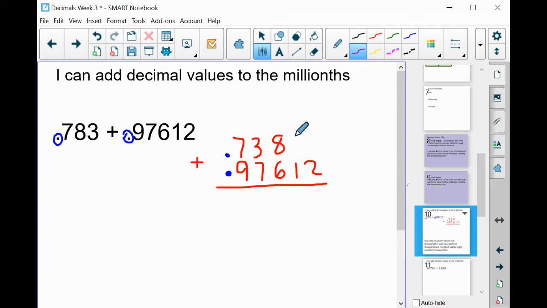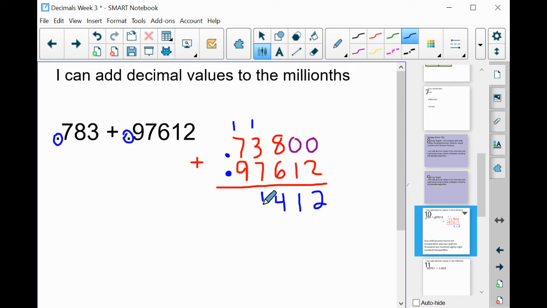Now, one thing you also might want to do is, do you see how there are no zeros here in our 10,000ths or 100,000ths? So I'm going to replace those with zeros. And the reason why we do that is just to make sure that we are lining up our place value holders. Okay, so I'm going to add 0 plus 2 is 2, 1, 8 plus 6 is 14. So we're going to regroup here.